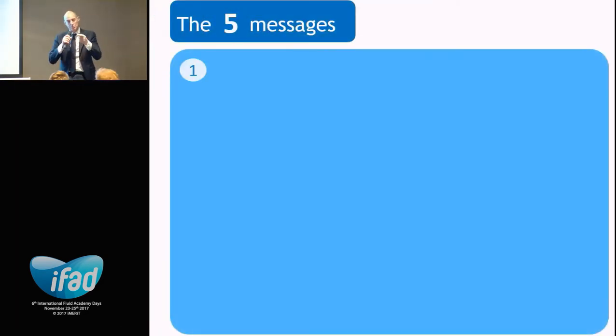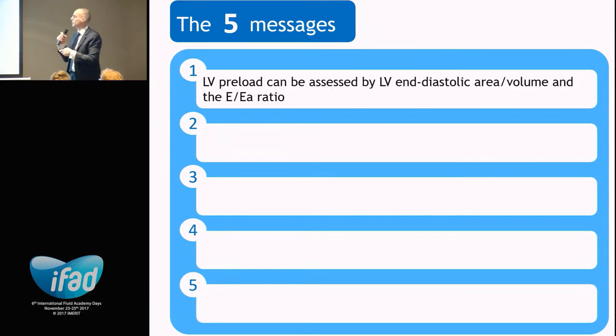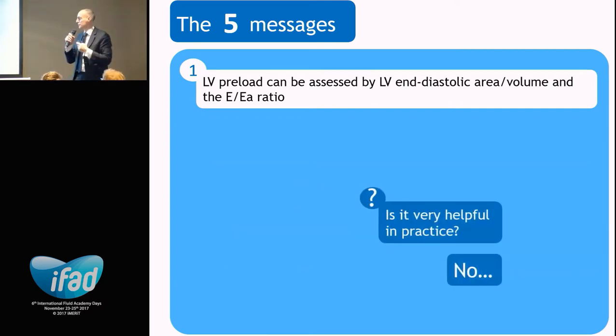It means that if we want to insist on some important messages, the first is that LV preload can be assessed by end-diastolic pressure, area, volume or the E/E prime ratio, but it is not very helpful in practice because it does not allow you to test fluid responsiveness before giving fluid.